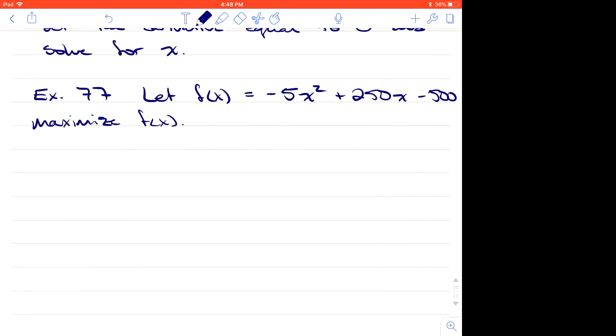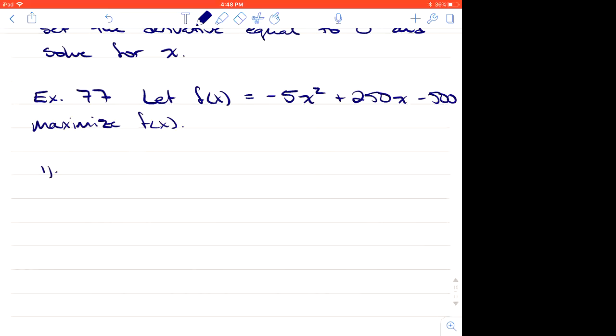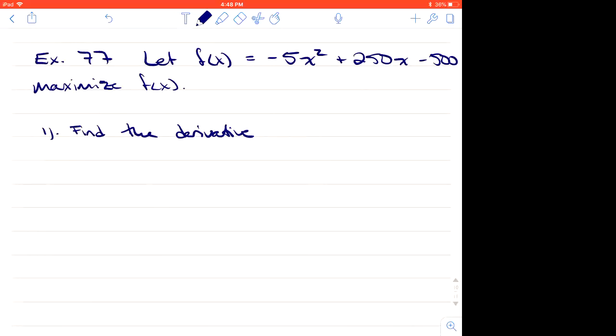Okay. So I'll outline them as little steps here. Step 1, find the derivative. F prime of x is, do we think we can handle this? Negative 5 times 2x plus 250. And that's it.